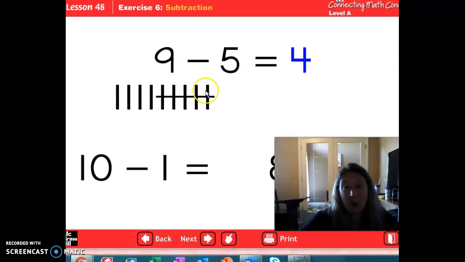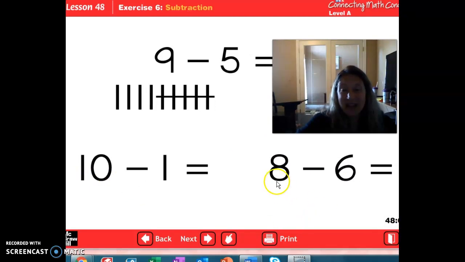Okay? We're not going to work the other problems, but I'm just going to ask you to tell me which number we make lines for. So we have 10 take away 1. Which number do we make lines for? The 10. And for the last one here, the 8 take away 6, which number do we make lines for? The 8. Okay?